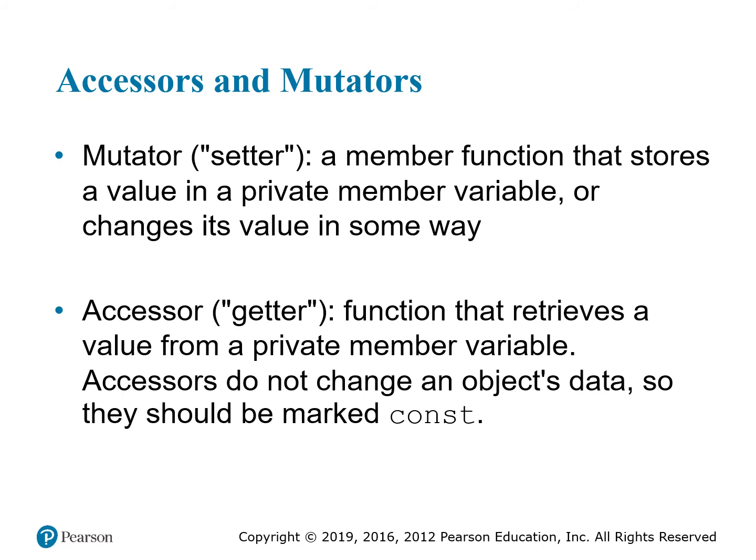An accessor function accesses data from your private members. They're colloquially often called getter functions because they usually begin with the word get. Get width, get length, get exam average, whatever. Accessors by default do not change an object's data, they just access it, so they should be marked with that const keyword.